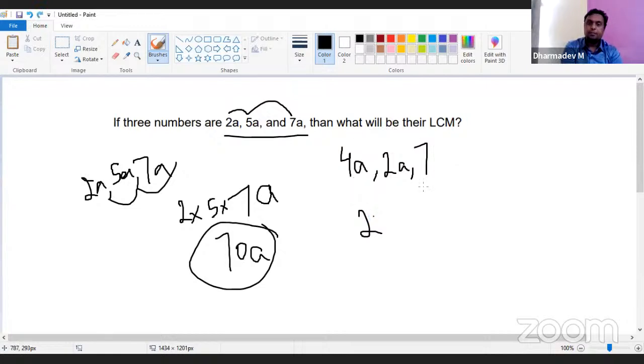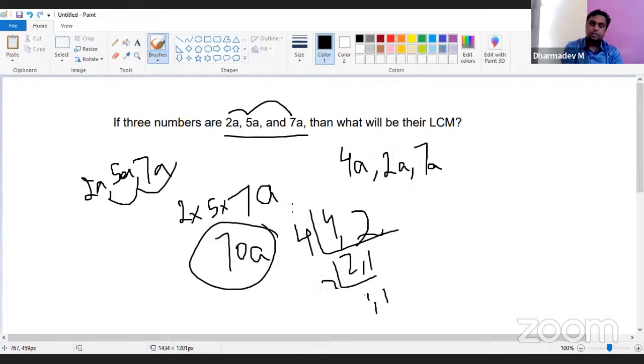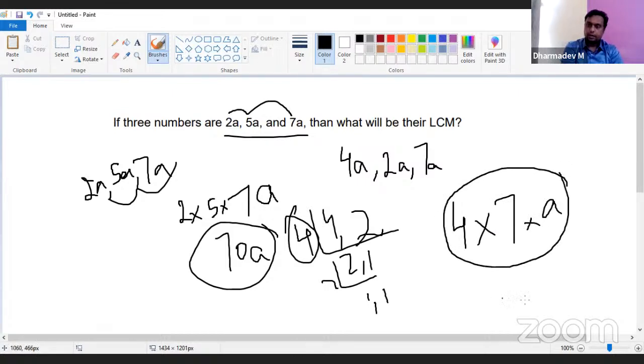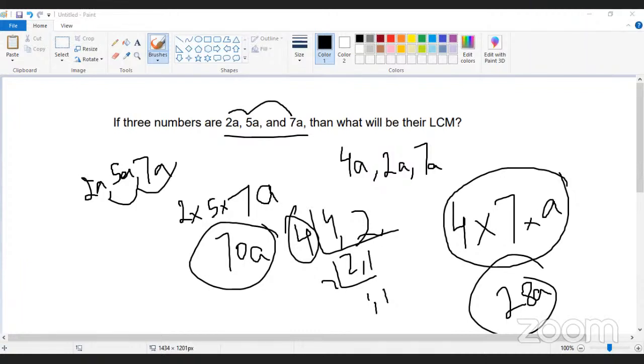Because when I take the LCM of 4 and 2, the LCM would be 4 only, right? 2 times 2 is 4. So in that case, I'm just going to take this 4 alone. So 4 times 7 is 28A. Got it, right? Yes or no? Yes, sir. Okay.